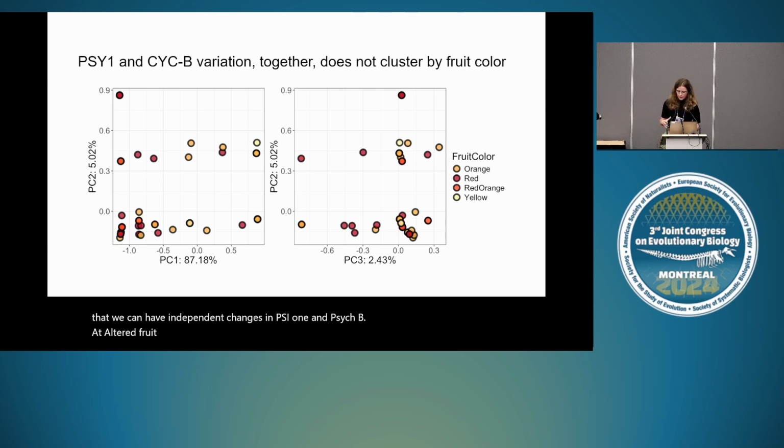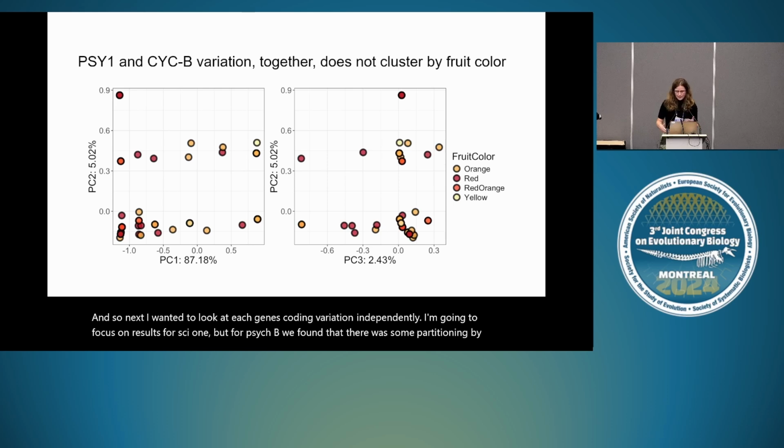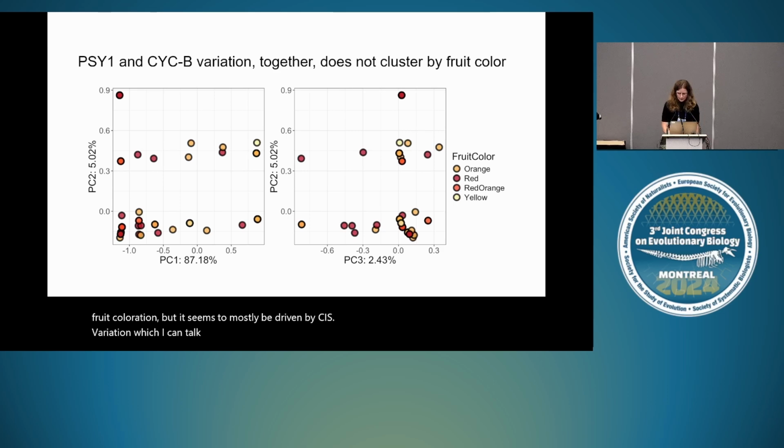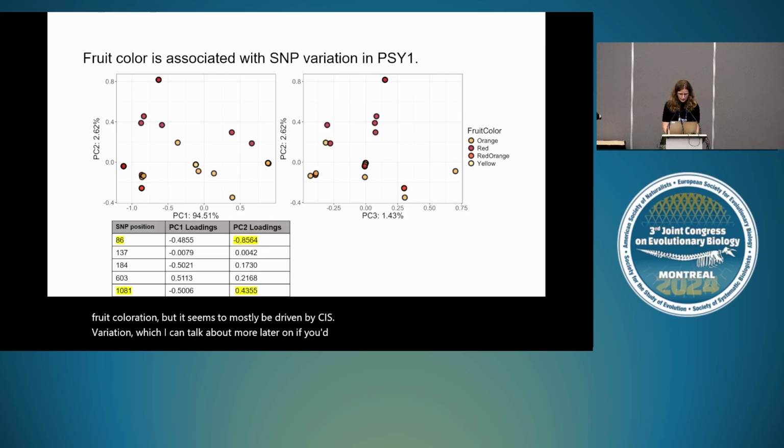In other words, a given fruit color is not governed by having a particular Cy1 genotype with a particular Psych-B genotype. They can independently influence the trait. Next, I wanted to look at each gene's coding variation independently. I'm going to focus on results for Cy1, but for Psych-B, we found that there was some partitioning by fruit coloration, but it seems to be mostly driven by cis regulatory variation, which I can talk about more later on if you'd like.